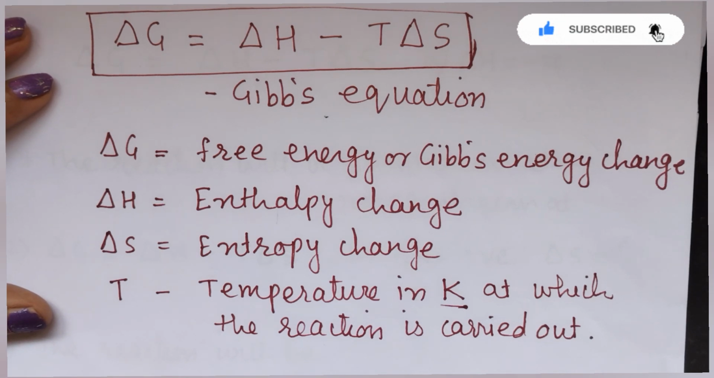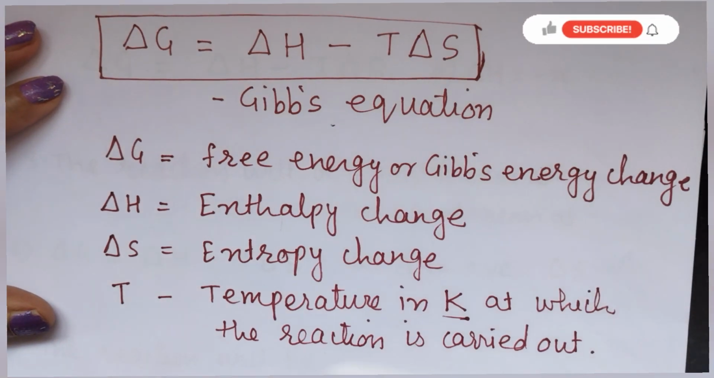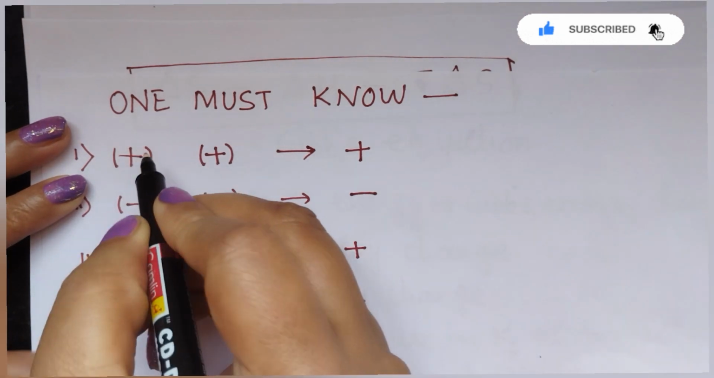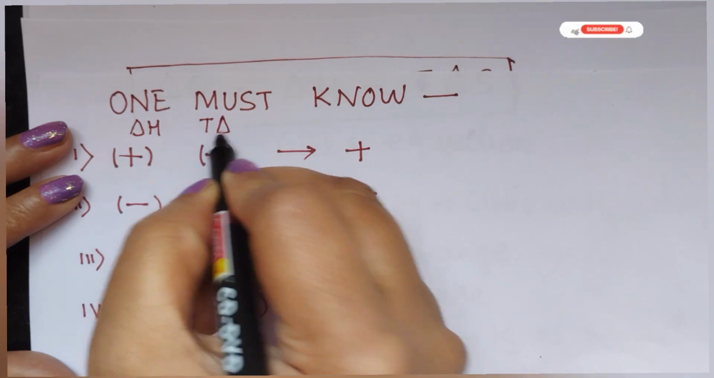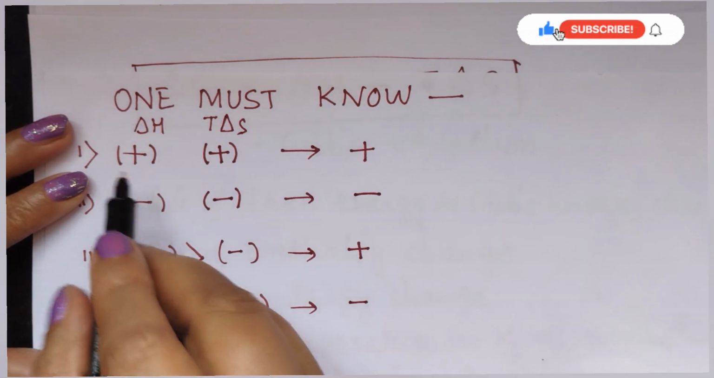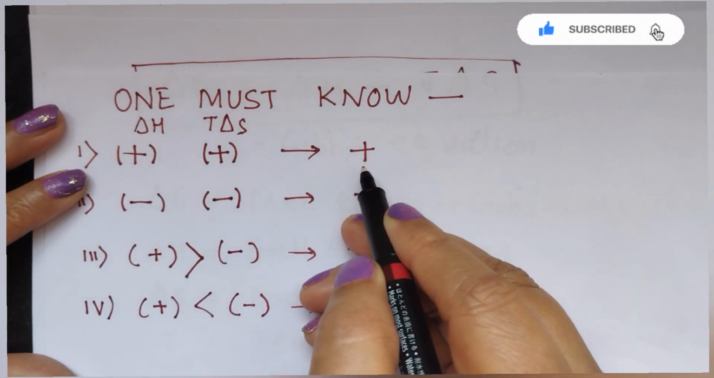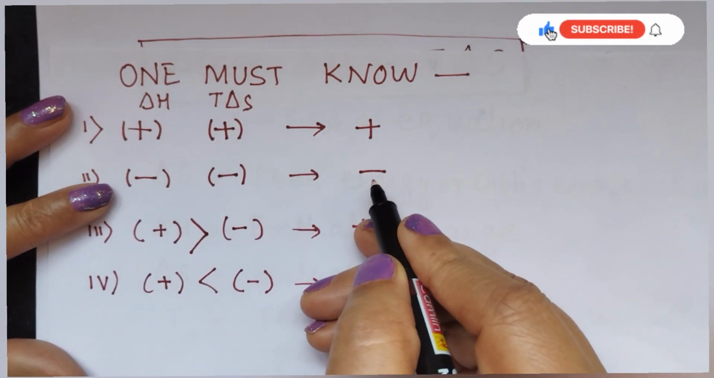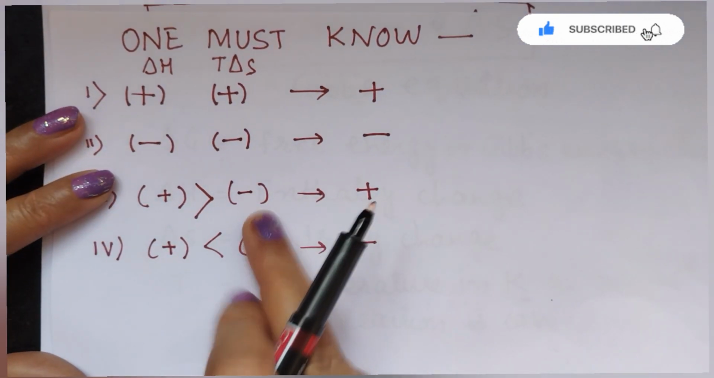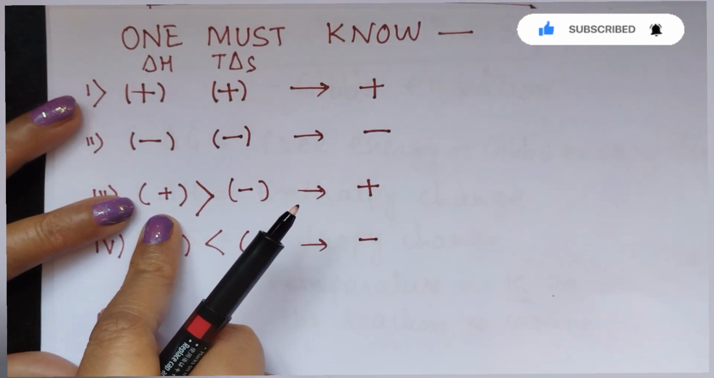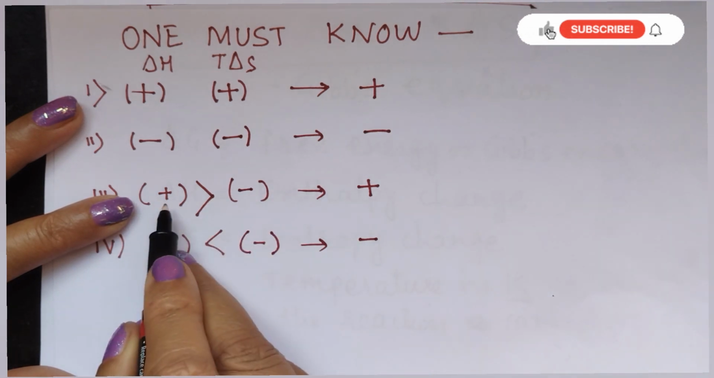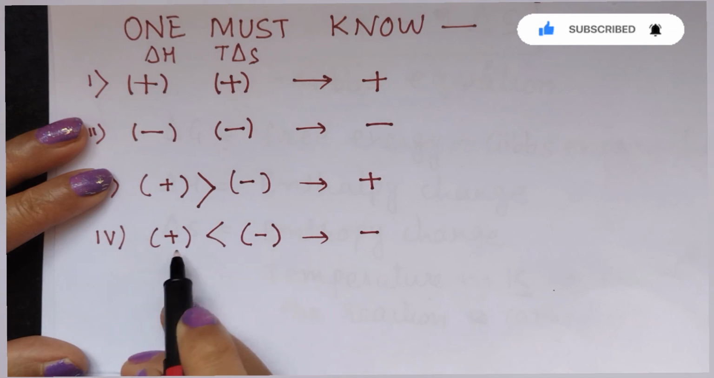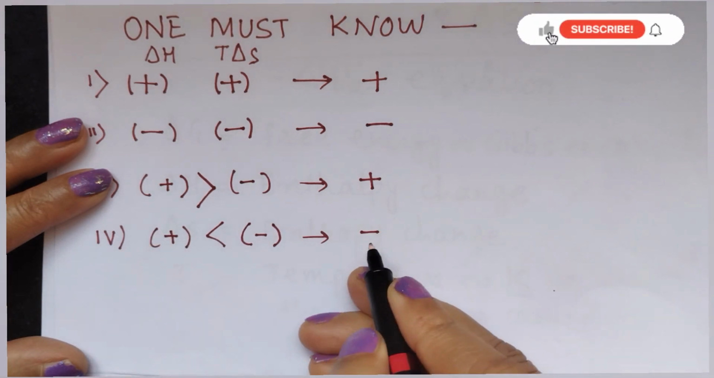Before understanding how to use this equation to predict the spontaneity, there are certain rules you must know, and the rules are about the sign conventions. Students, in the Gibbs equation we have two terms: the first is delta H and the second is T delta S, the product of temperature and entropy change. If both values are positive, we add them and the answer has a positive sign. If both values are negative, we add them and the answer has a negative sign. If one is positive and the other is negative, then if delta H, which is positive, is higher, we subtract and the answer is positive. Similarly, if T delta S is greater than delta H, we subtract, but the answer will have the negative sign.